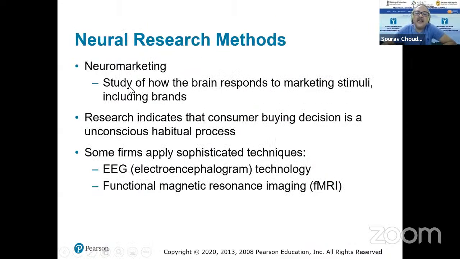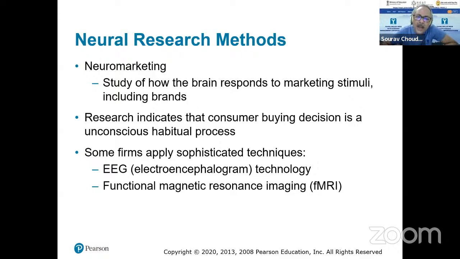Neural research, neuromarketing, is the study of how the brain responds to marketing stimuli, including brands. Research indicates that consumers' buying decision is an unconscious habitual process. Some firms apply sophisticated techniques, EEG, electroencephalogram technology. EEG is a medical thing, where your brain mapping is done. It doesn't happen nowadays, it used to happen earlier. fMRI, functional magnetic resonance imaging, where an image of your brain is taken on different stimuli. You know, something to make you angry, something to make you happy, emotional, sad, and so on and so forth. Different stimuli are applied, and they map your brain, how the brain is reacting.